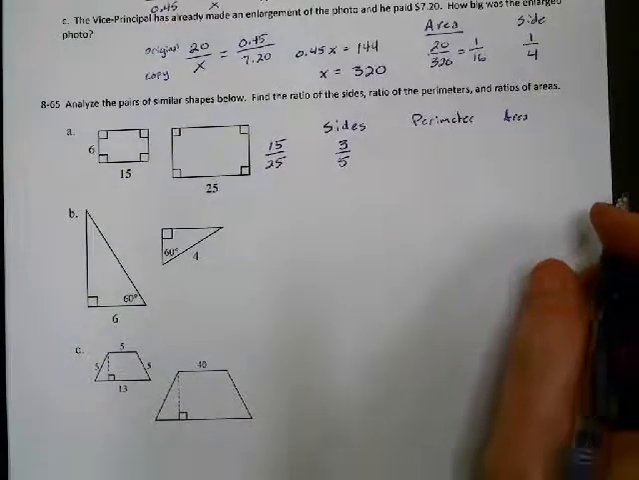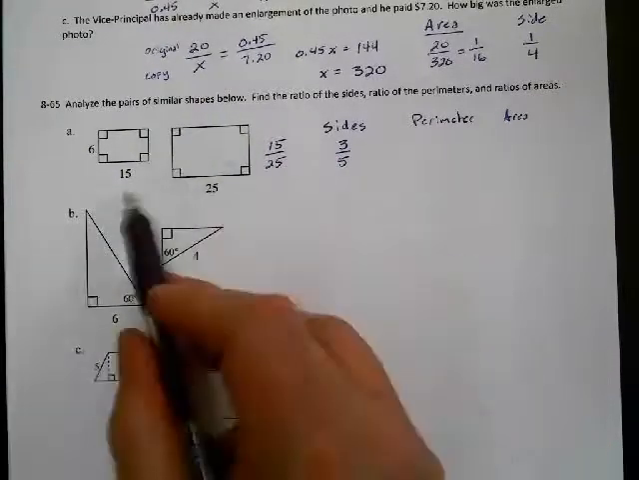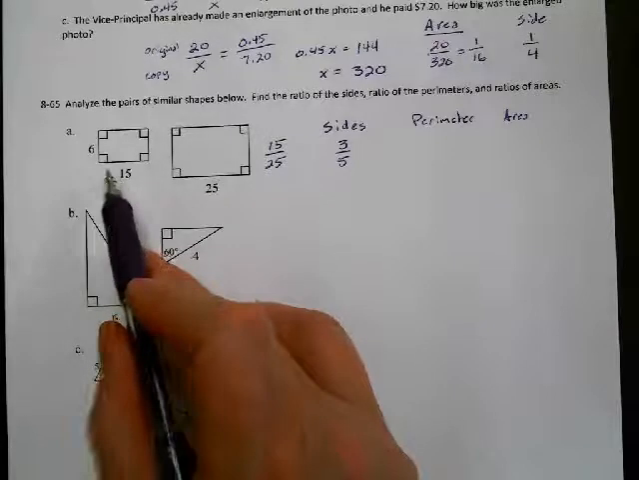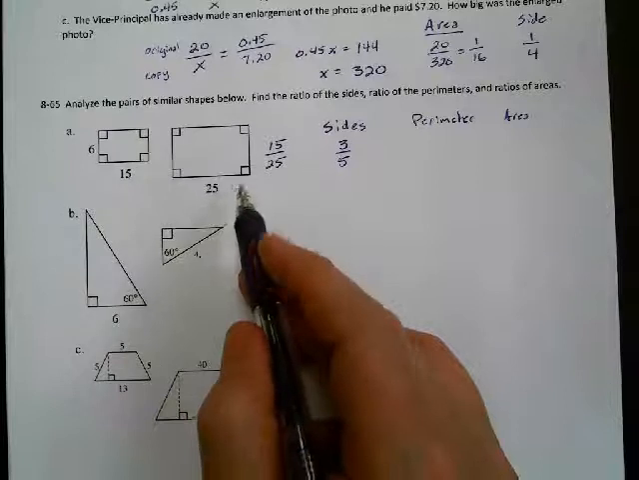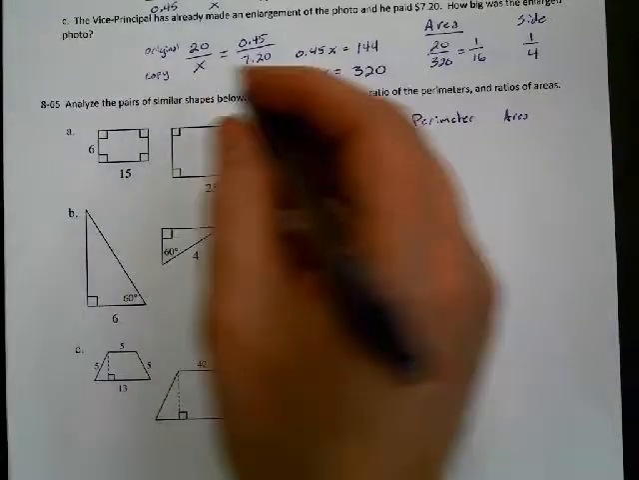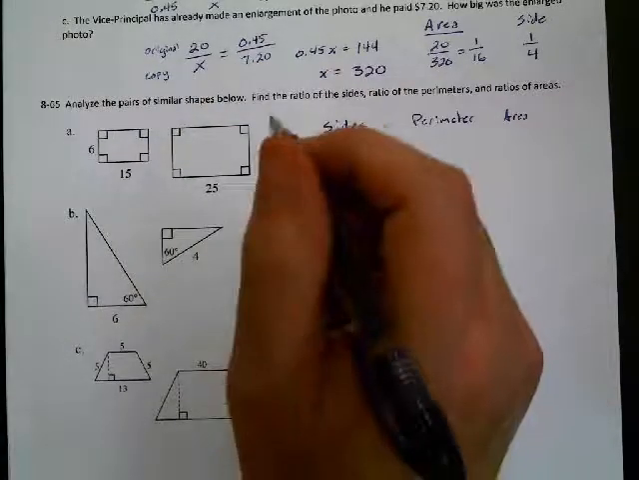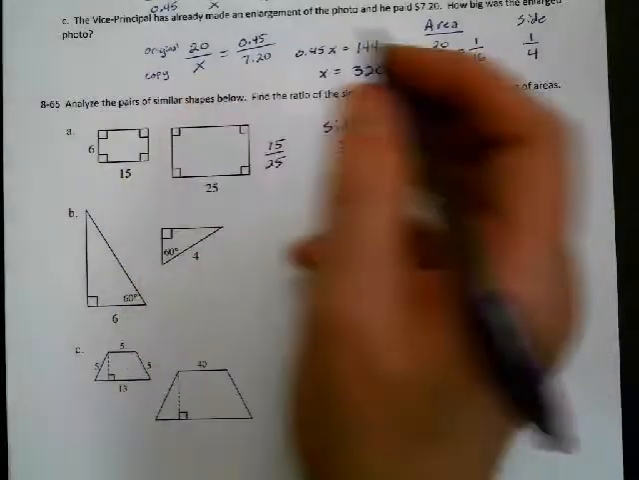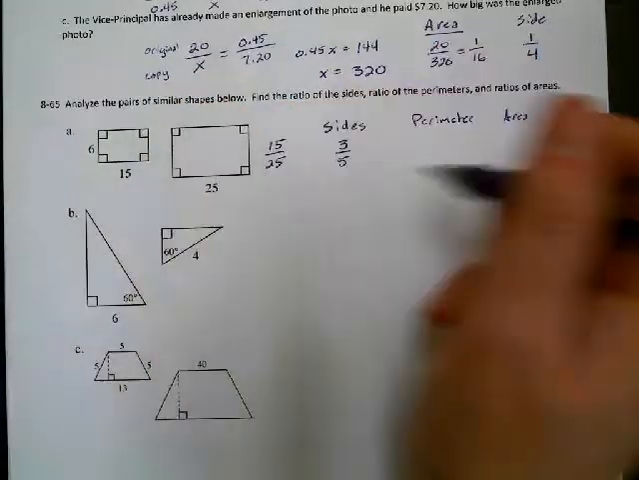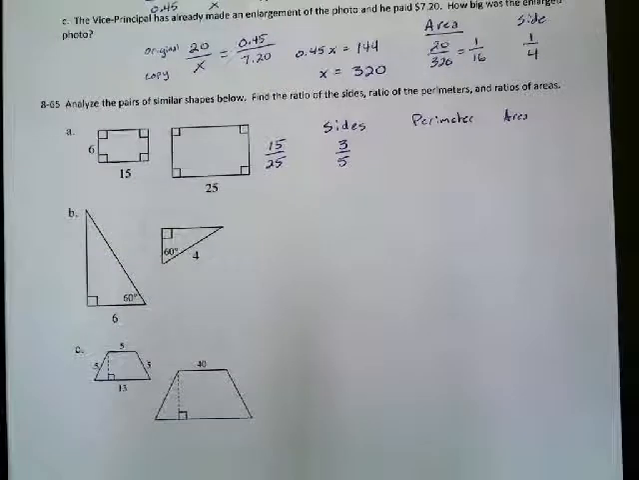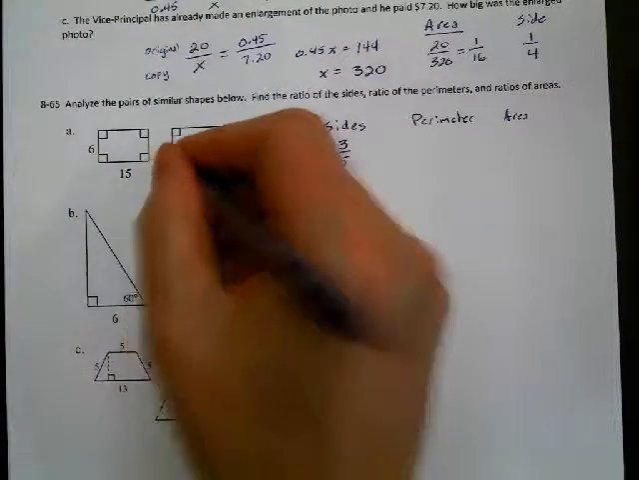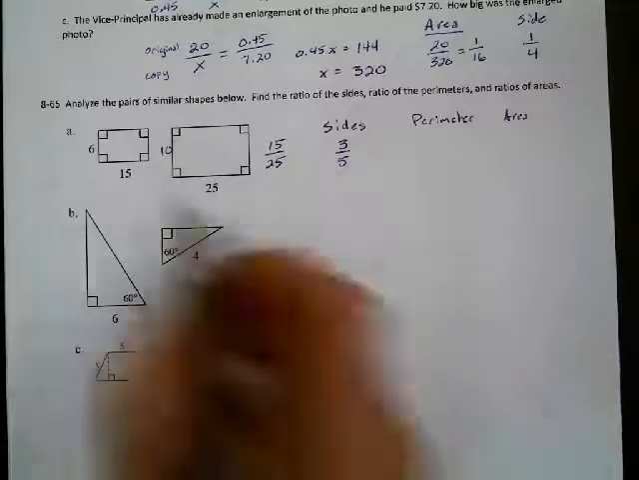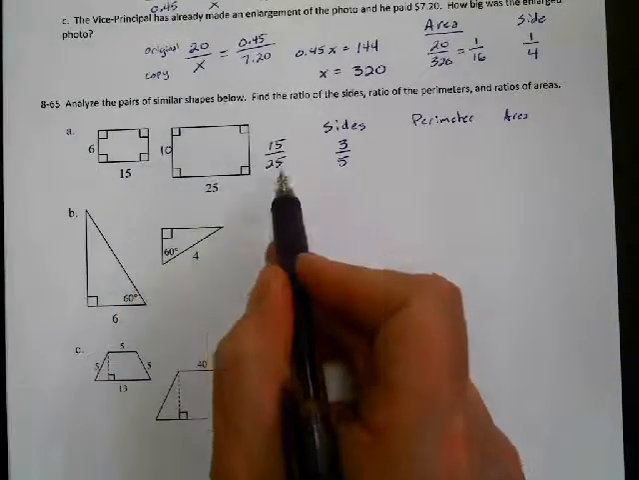So looking at the sides, I've got 3 to 5. So if it's 3 to 5, we know that over here we should also have a scale factor of 3 to 5. So this would be 6 to 10, because that also reduces to 3 to 5 over here.